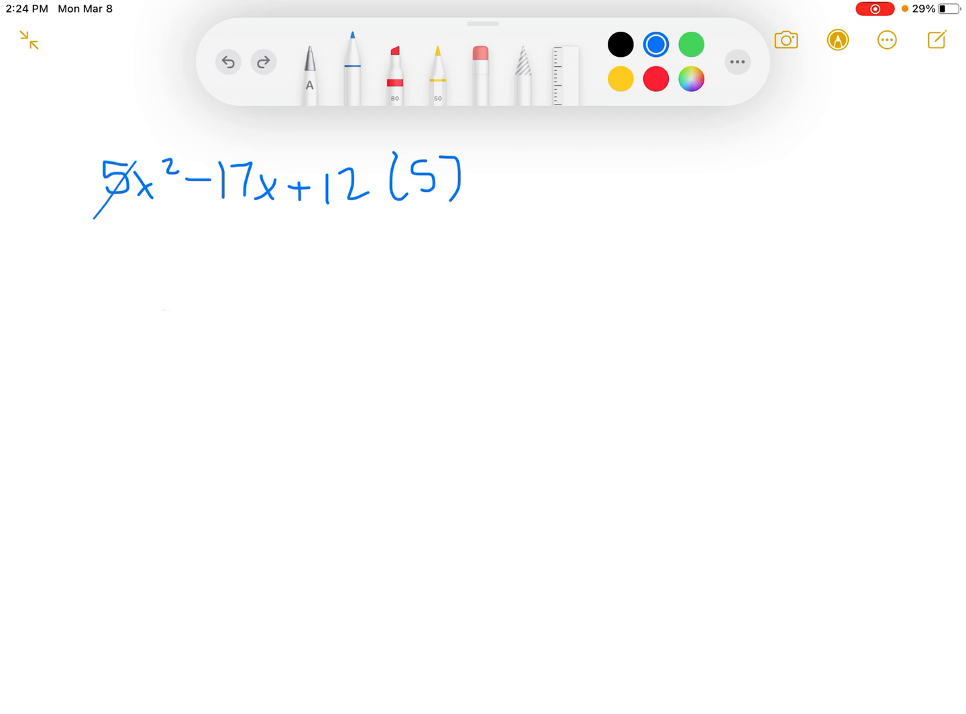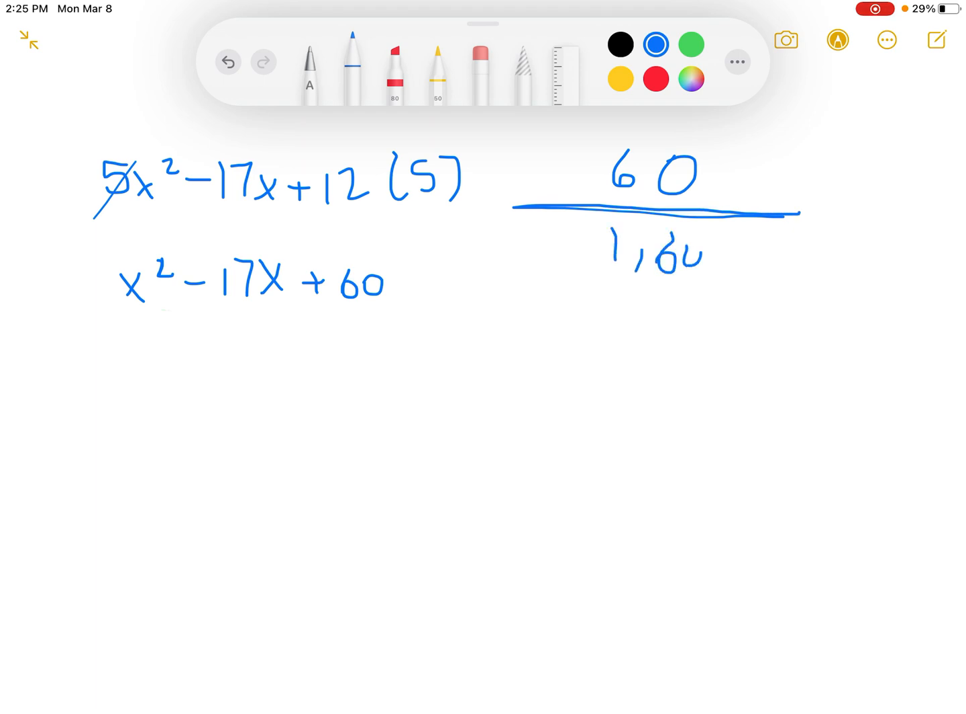So if we do that, since that went away, it's x squared minus 17x, and then now we have 60. Now we do the same thing as last time, in the last video, so please watch lesson 4 if you want. So we have 60. What things multiply to get to 60? We have 1 and 60, 2 and 30, sorry for things messy, 3 and 20, 4 and 15, and then 5 and 12. Oh, also 6 and 10.